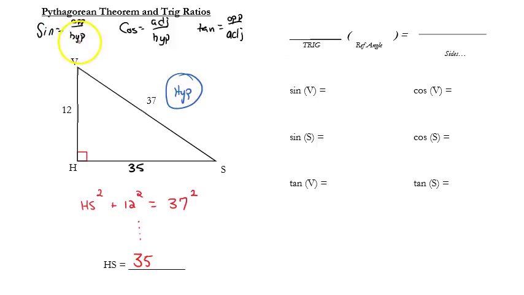Sine is opposite over hypotenuse. V is the reference angle. That's 35 over 37. Always look to simplify these ratios. If they can't be simplified, you're done. Okay. Cosine is adjacent over hypotenuse. Angle V is my reference angle, so 12 over 37.